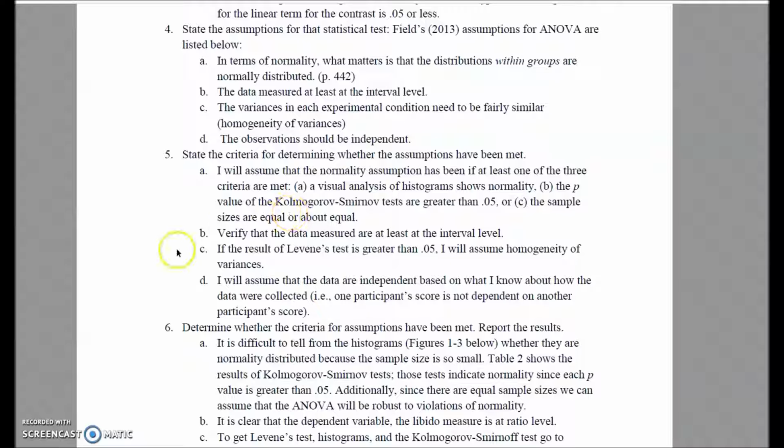So if we are looking at the assumptions, these are the assumptions that are stated. In terms of normality, what matters is that distributions within groups are normally distributed. So I want to look at whether they are normally distributed within groups. The data measured is at least at the interval level. There is homogeneity of variances, that means the spread is even. And the observations should be independent.